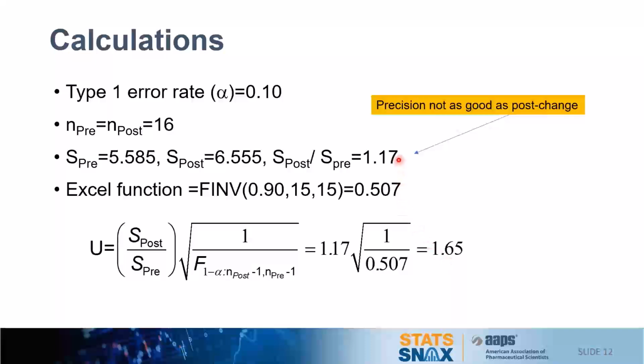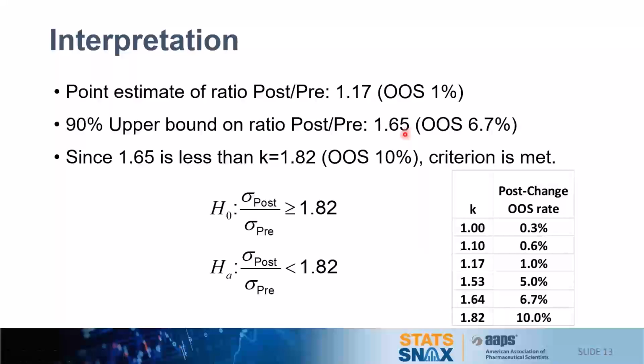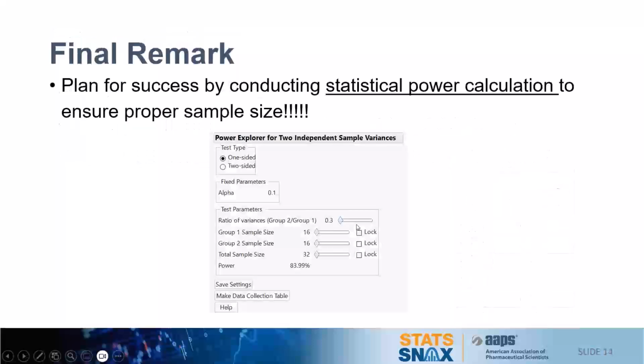So my best guess of the ratio is 1.17. Kind of the worst case upper bound guess is 1.65. And now, getting this value 1.65, I compare it to my criterion 1.82. 1.65 is less than 1.82, so I've satisfied the criterion. I've demonstrated that my post-change process is non-inferior to the pre-change process, which is what we hope to do. And in this particular example, if this were a bridging study, I would meet the criteria to replace the present analytical procedure with a new procedure.